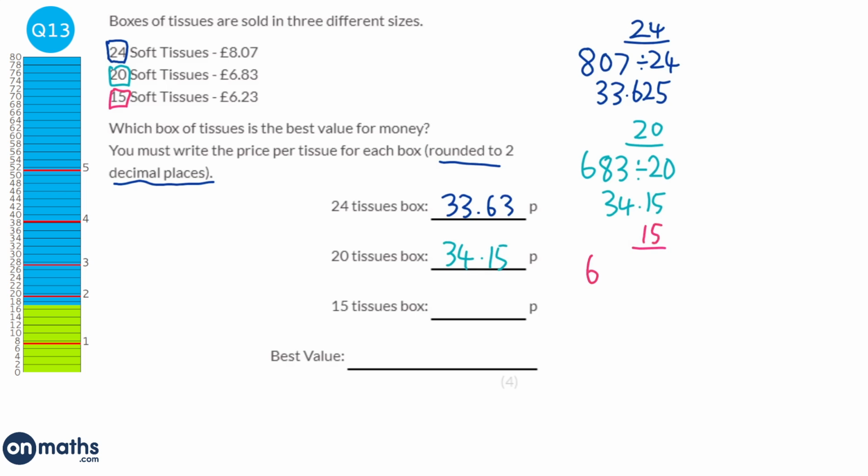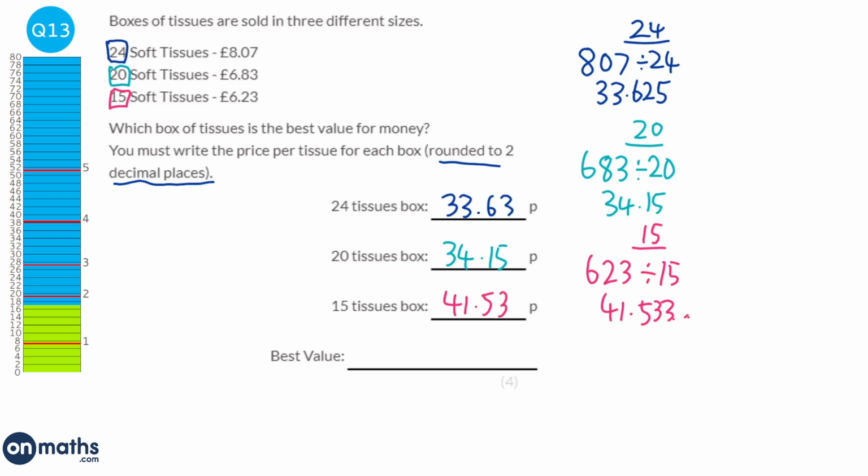So we're going to do the 623 divided by 15 to find the price per tissue. It should be 41.533 and so on, and rounded would be 41.53. So if you buy 15 tissues, it will cost 41 pence.